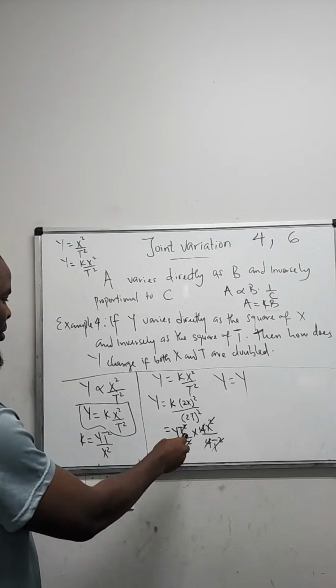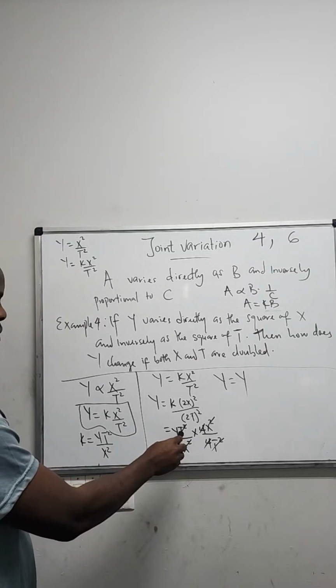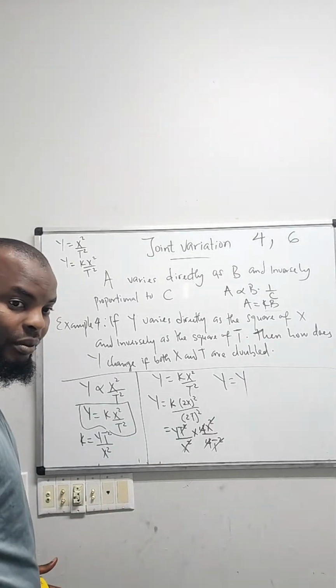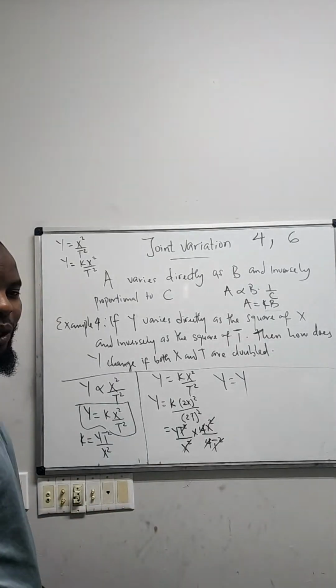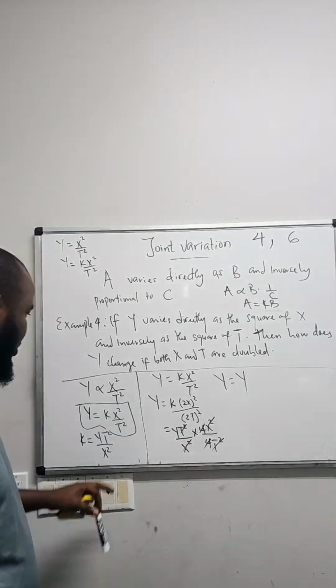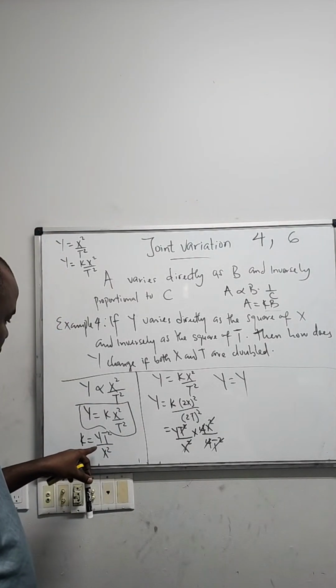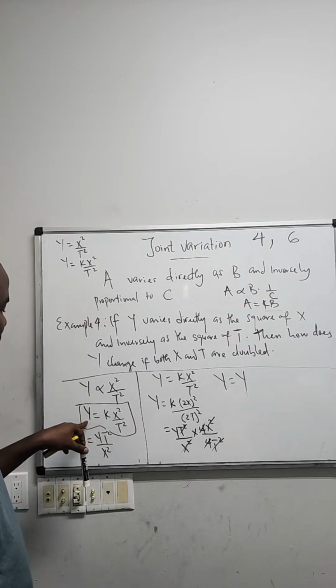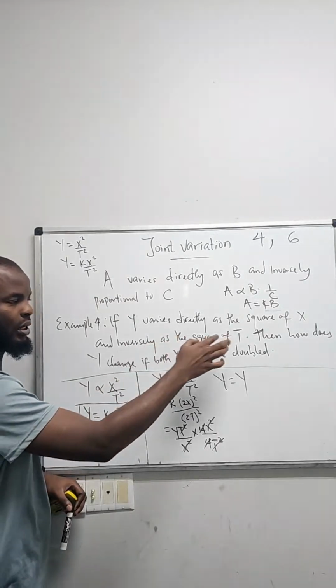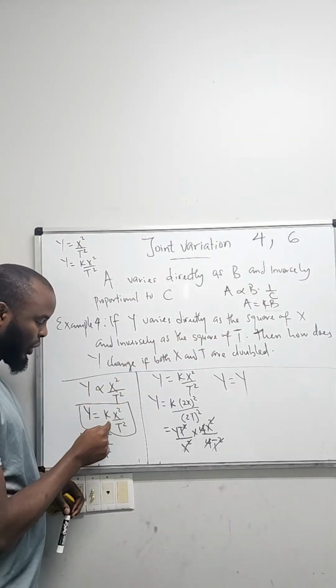If you plug in, if you double t here, you have 4t squared and 4x squared. It's still going to be the same. Questions? So look, you said y equals k x squared over t squared. This is the given. If you interpret this first sentence, this is what you have.